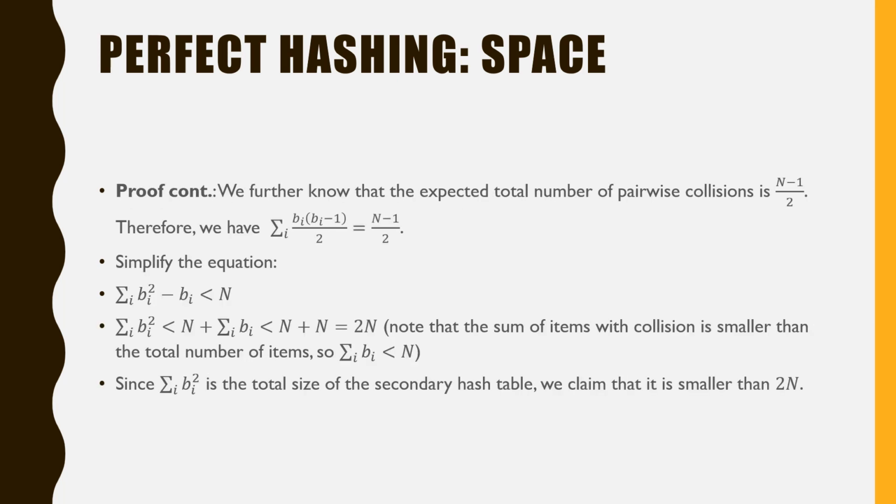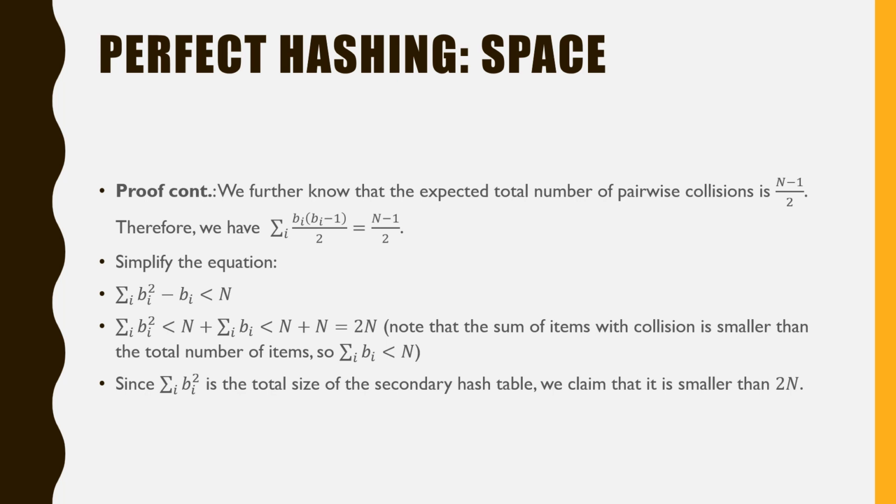Note that if we sum the number of pairwise collisions in each bucket over all buckets, we will get the expected total number of collisions, which is n-1 divided by 2 as discussed above. In this case, we have the sum of bi times bi-1 divided by 2 equals n-1 divided by 2. Simplifying this equation, we get the sum of bi squared is less than 2n.